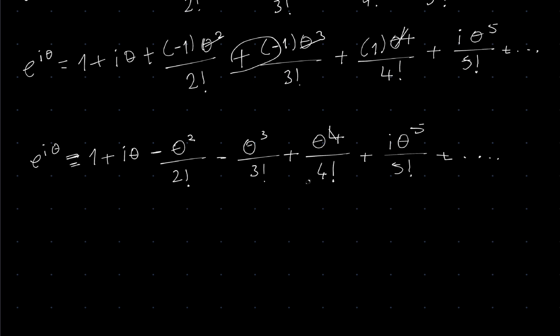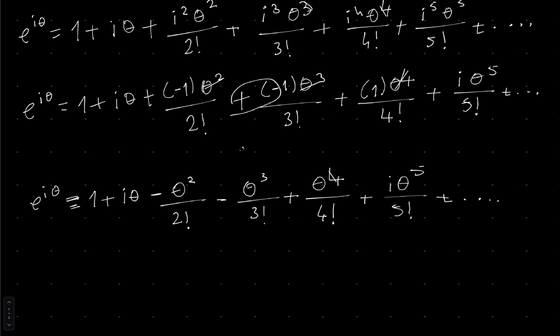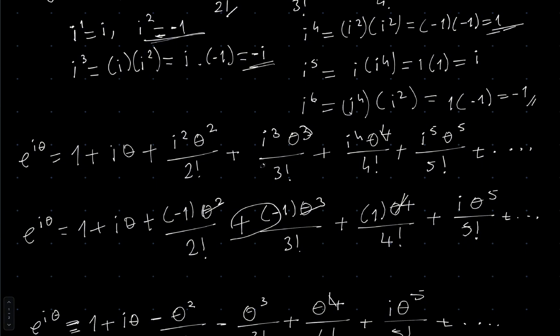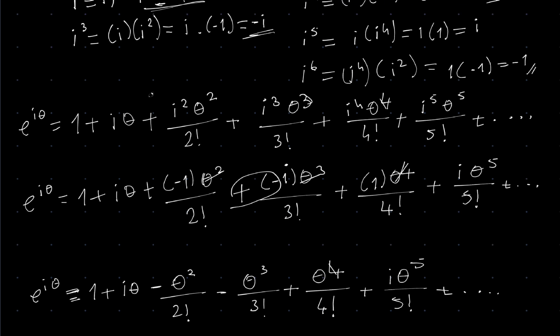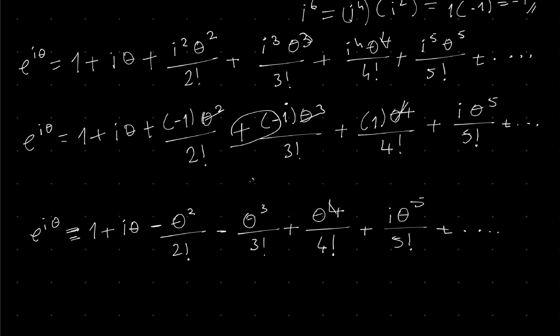Yeah, I made a mistake here. That should be I here, because the third power of I is equal to minus I, but I wrote only minus 1 here, so that's wrong. I realized it, it felt wrong actually, so there is an I here.